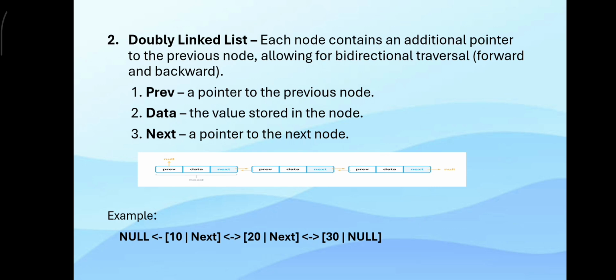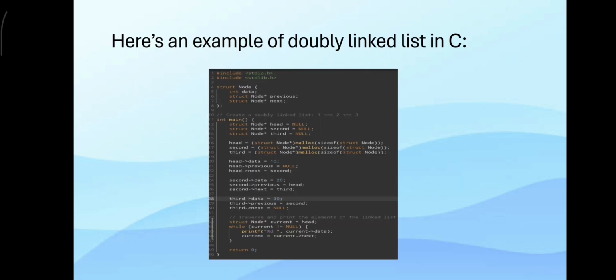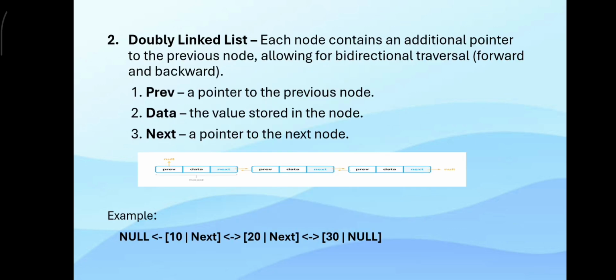So here's the example. In a doubly linked list, each node has two pointers: one to the next node and one to the previous node. So we have data 10. You can move forward and backward, and deletion is easier, but it uses more memory. Here's the example.